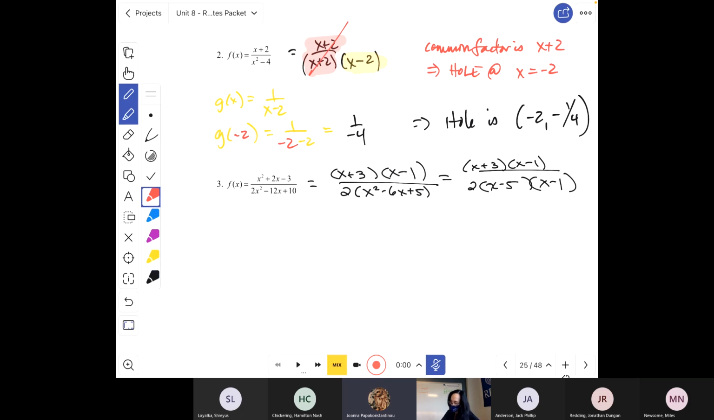Oh, look at this. I have a hole. So I know I have a hole when x equals 1. So I'm going to look at what's left.